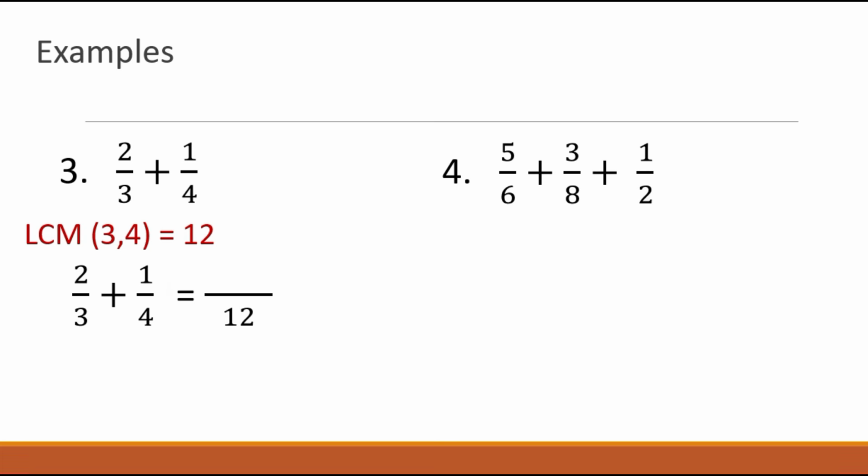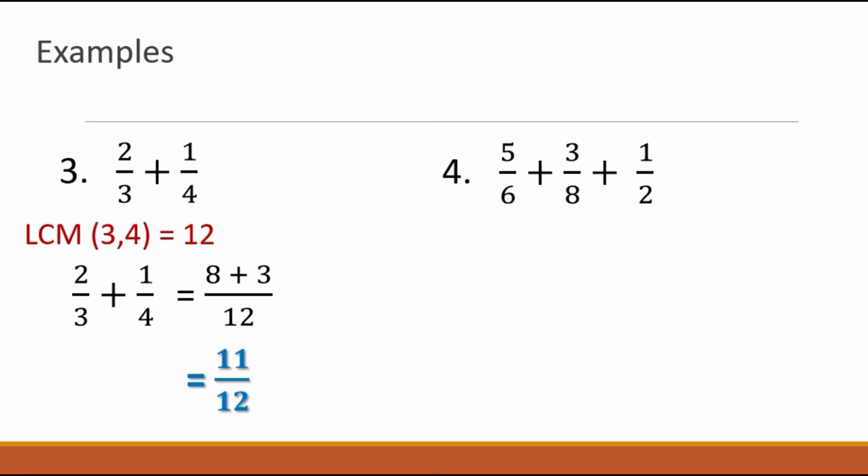Now let's obtain the numerator part. 12 divided by 3 is 4. 4 times 2, that's equal to 8. Copy the plus sign. Next, 12 divided by 4 is 3. 3 times 1, that's equal to 3. So add 8 plus 3, that's equal to 11 over 12. 11 over 12 is already reduced in the lowest term, and that is our final answer.